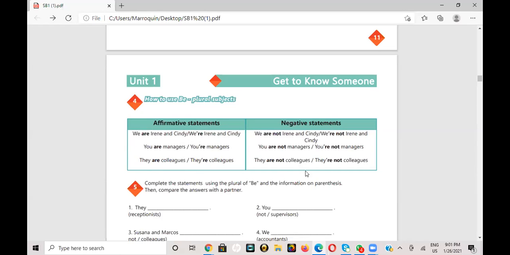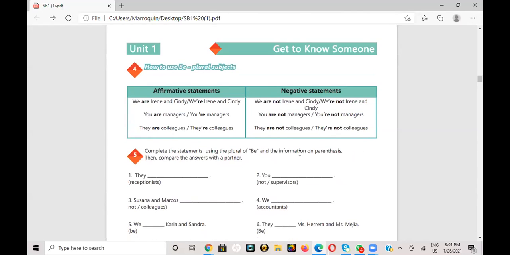On the right part, you have the negative statements. So, para hacerlo negativo, it's very easy. We are not Irene. Not. What is the contraction of we are not? We're not. You are not managers? You're not managers. They are not colleagues. They're not colleagues. Okay, so that is the negative form.